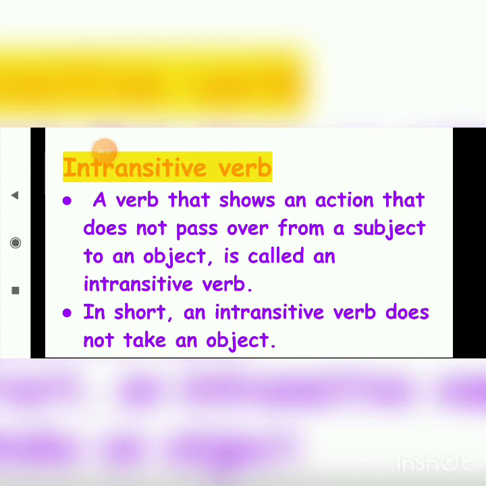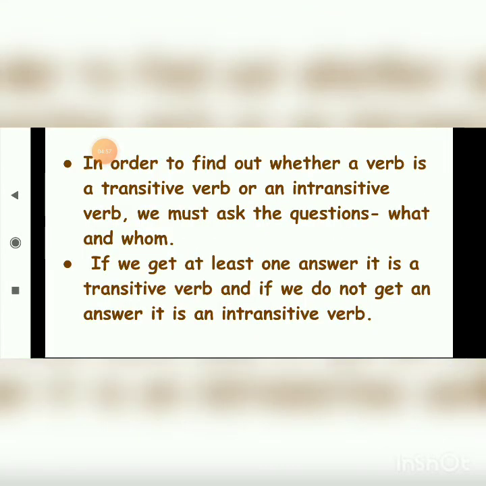What is a transitive verb? A transitive verb is a verb that requires an object to complete its meaning. And what is intransitive? A verb that does not require an object to complete its meaning but makes sense by itself is called an intransitive verb.